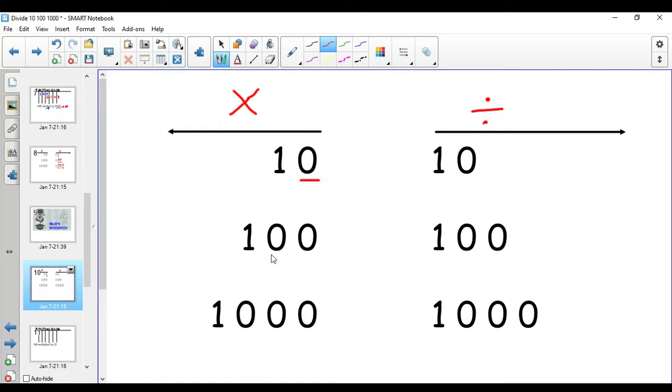For example, looking at how many zeros are in 10, 100 or 1000, because that tells us how many places to the left we're going to be moving numbers. So be very careful with those.